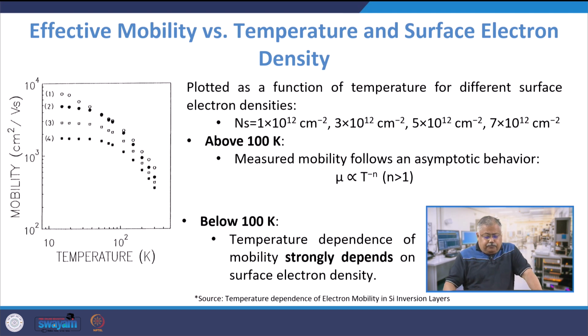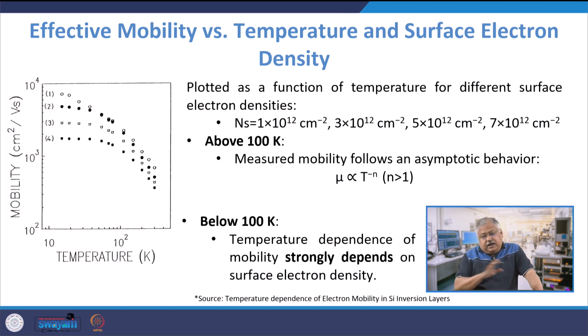This is again the mobility plotted on a log scale versus temperature. Again, the temperature is also on the log scale, for various surface electron densities. So, as you move from 1 to 2, it is Ns equals 10 to the power 12, 3 times 10 to the power 12, 5 and 7 times 10 to the power 12. And as the value of Ns becomes larger and larger, you can see the mobility starts to go down.